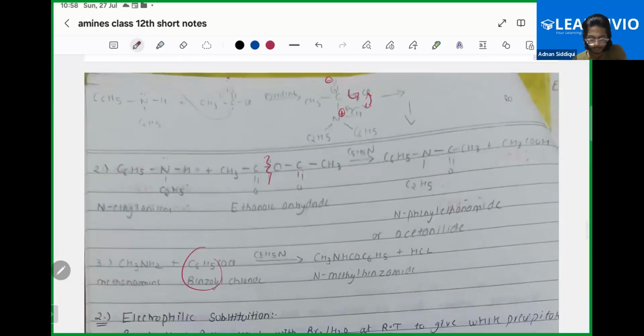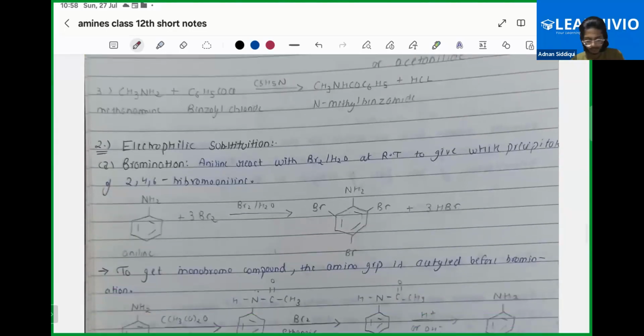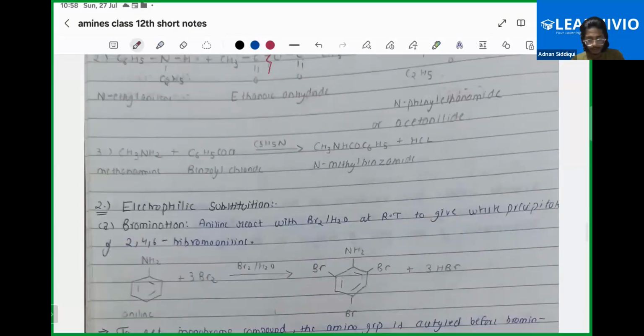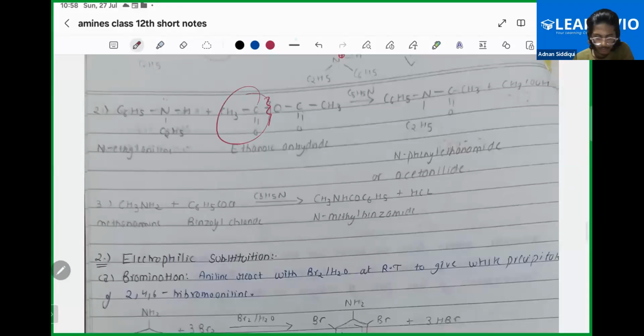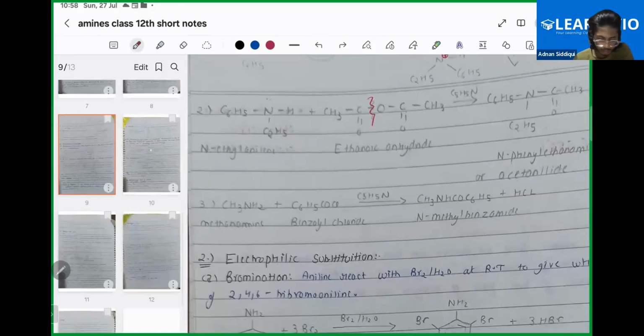Sir, the carboxylic acid will also be neutralized, right? Carboxylic acid, no, it won't be neutralized. It does not need to be neutralized. HCl is harmful. It is a gas, no? That's why we need to neutralize it. Right? Let me show you the mechanism of this as well, so you will have better idea.